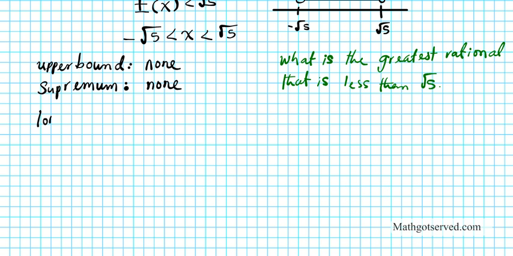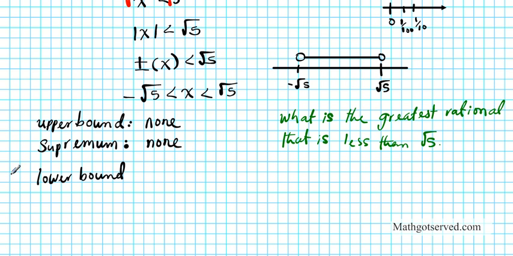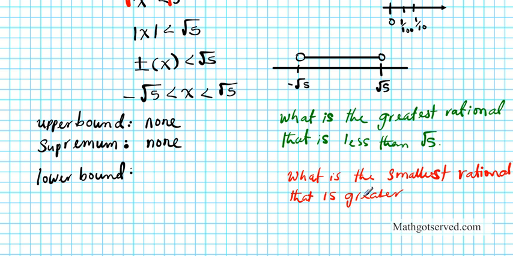The lower bound. Now we're going close to negative root 5. Now the question is similar to this. What's the smallest rational that is greater than negative root 5? What's the smallest rational here that's to the right of this? The answer is there isn't any.